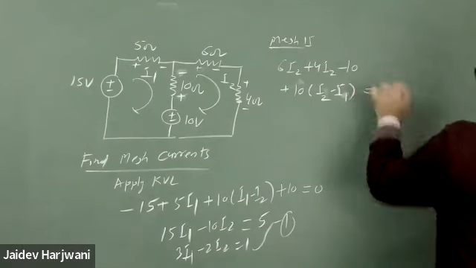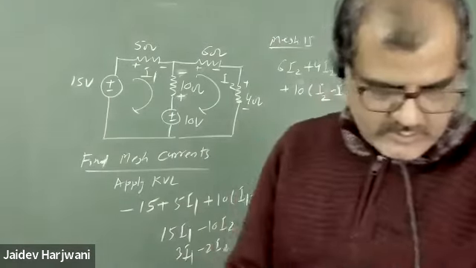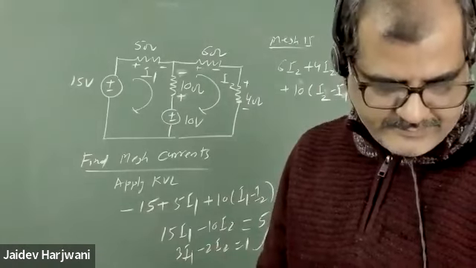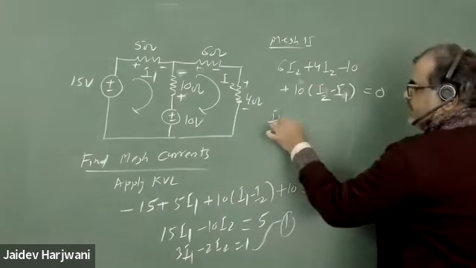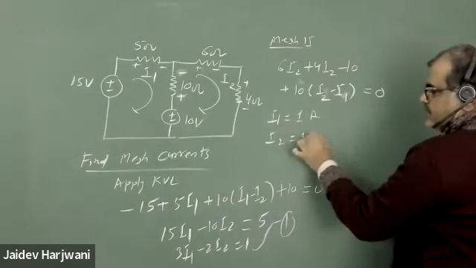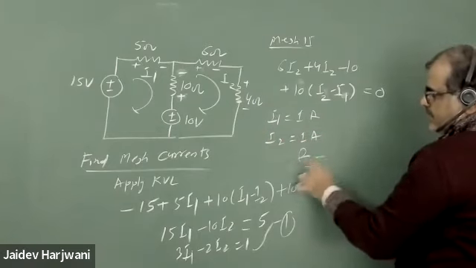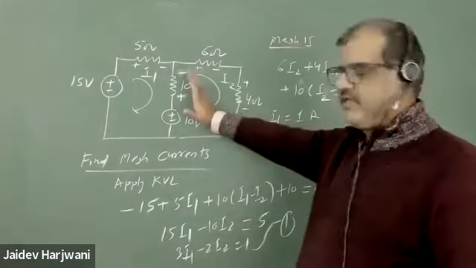I1 equals 7 ampere and I2 equals 10 ampere. No, check again. I1 equals 1 ampere. Yes, दोनों 1 ampere. I1 equals 1 ampere, दोनों 1 आ रहा है सर. And I2 is equal to 1 ampere. Okay, so this is the correct answer. Please check, you have to take care of this one.